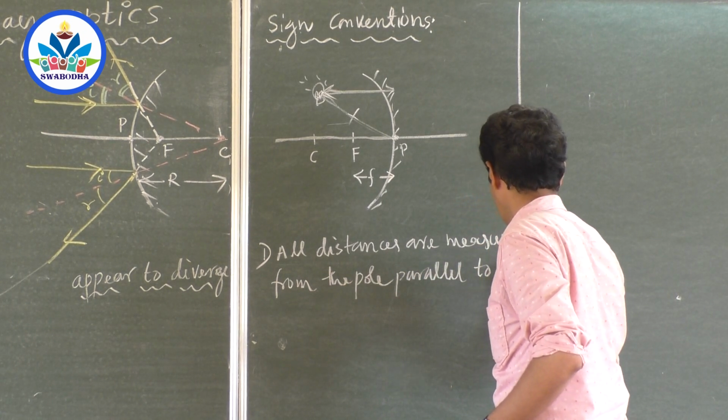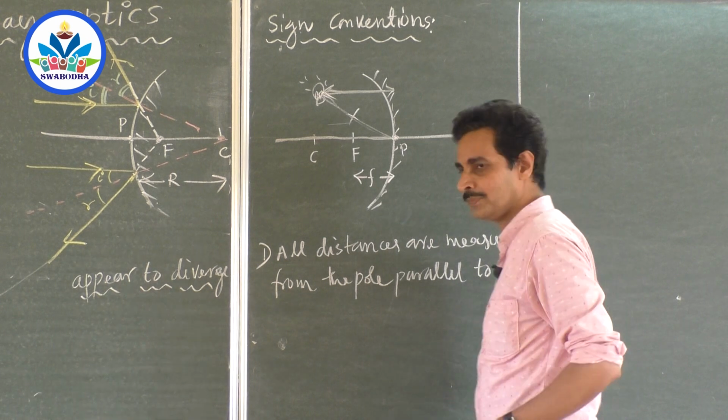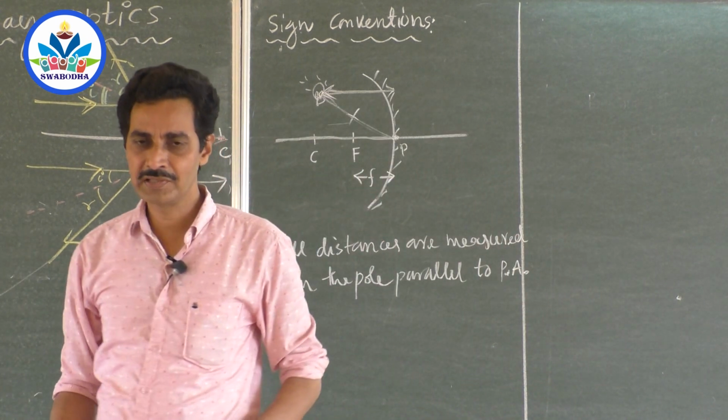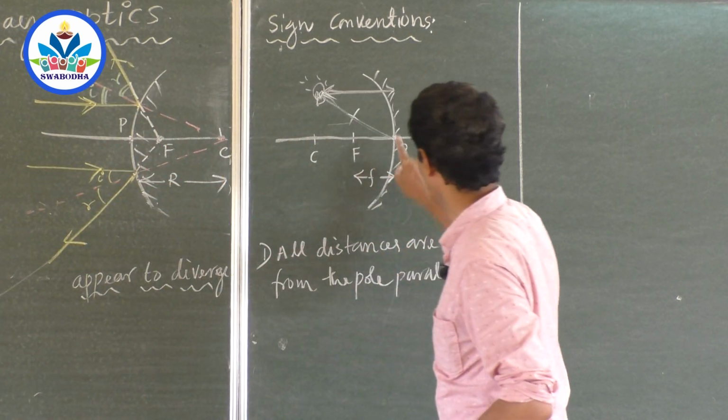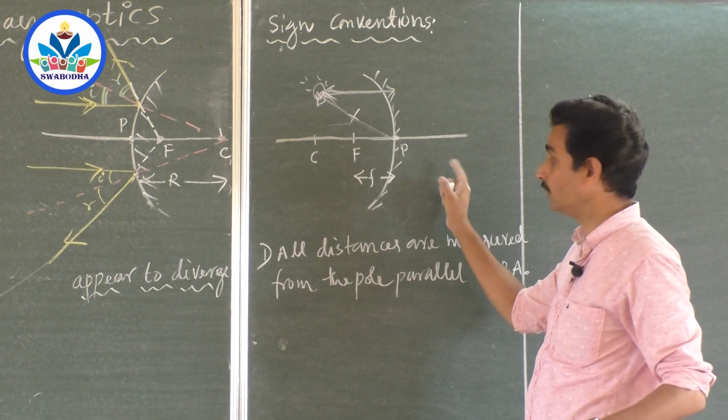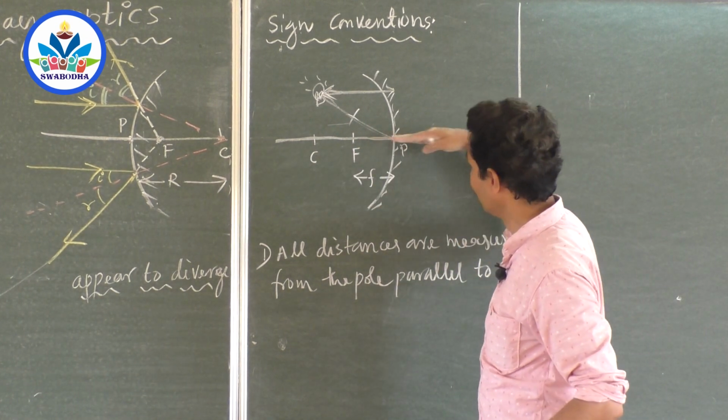I'll write principal axis as PA to save time. All distances should be measured from the pole parallel to the principal axis. Sometimes you need to measure it from the other side also, so that is also allowed, either from here or here, but let it be parallel.